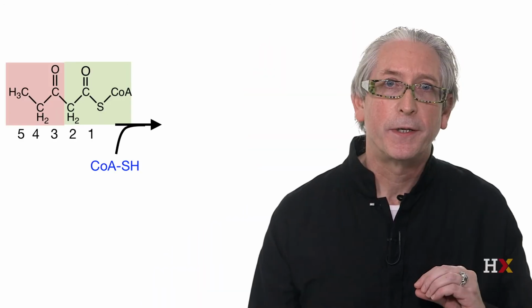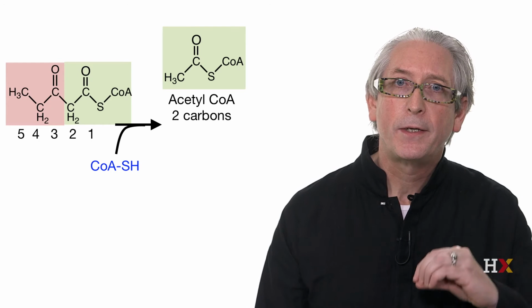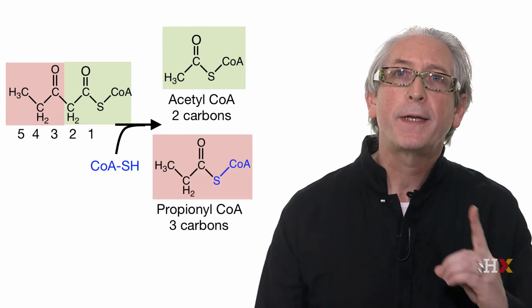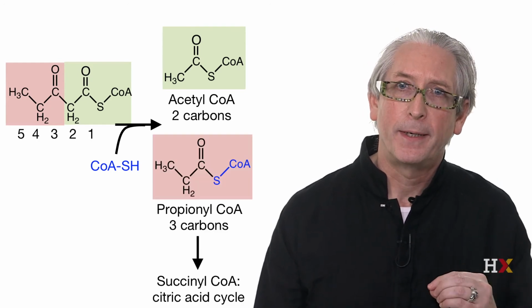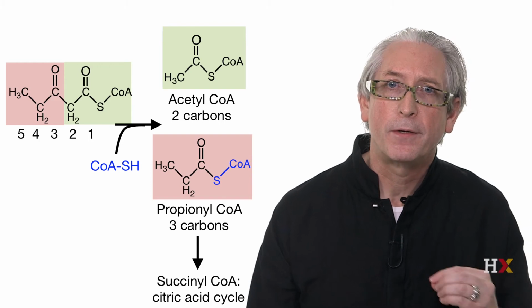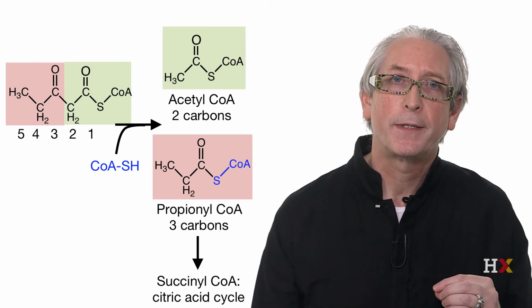However, the final round of beta oxidation yields one acetyl coenzyme A and one 3-carbon propionyl coenzyme A, which is converted to succinyl coenzyme A to fuel the citric acid cycle. You could also ask, what about unsaturated fatty acids? How are they broken down? Additional steps are needed to oxidize unsaturated fatty acids.